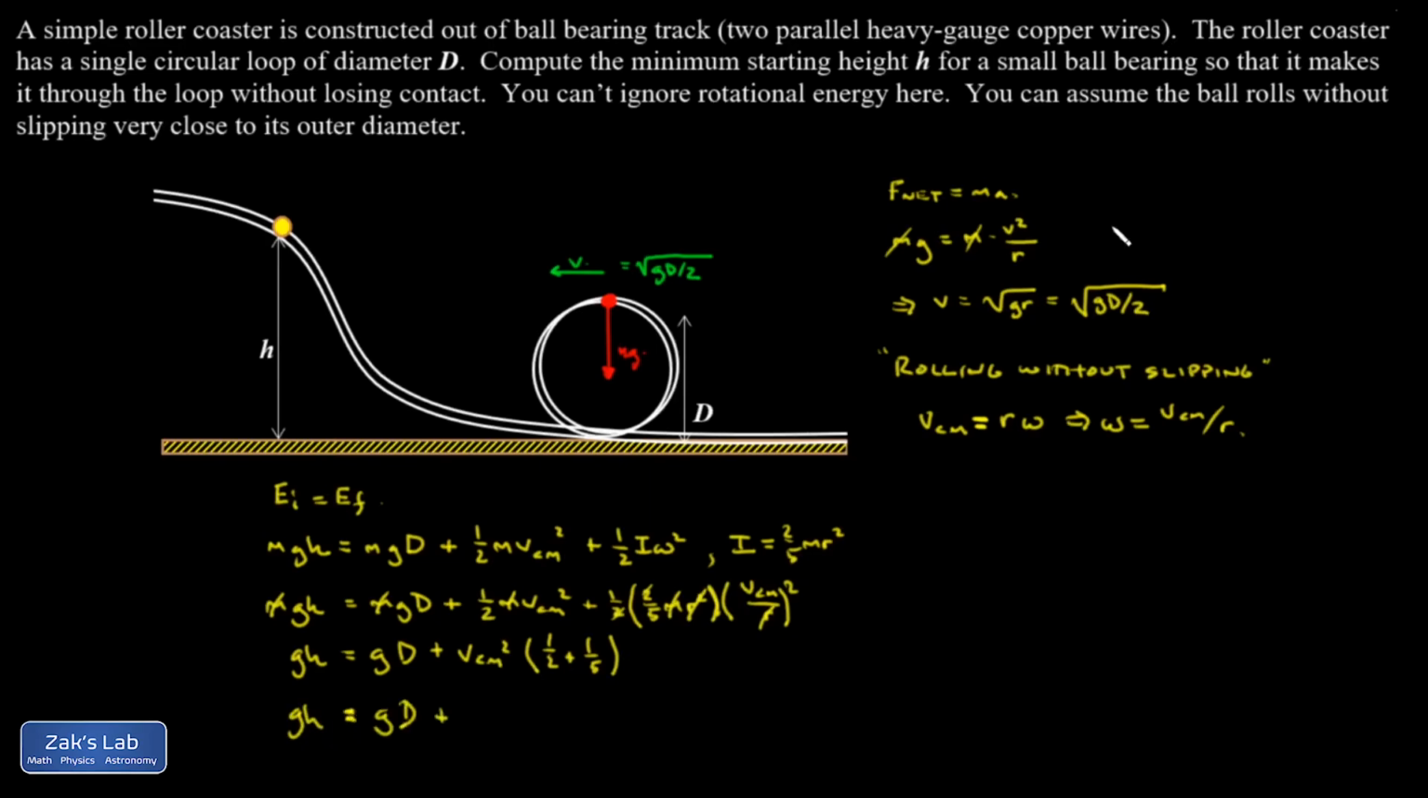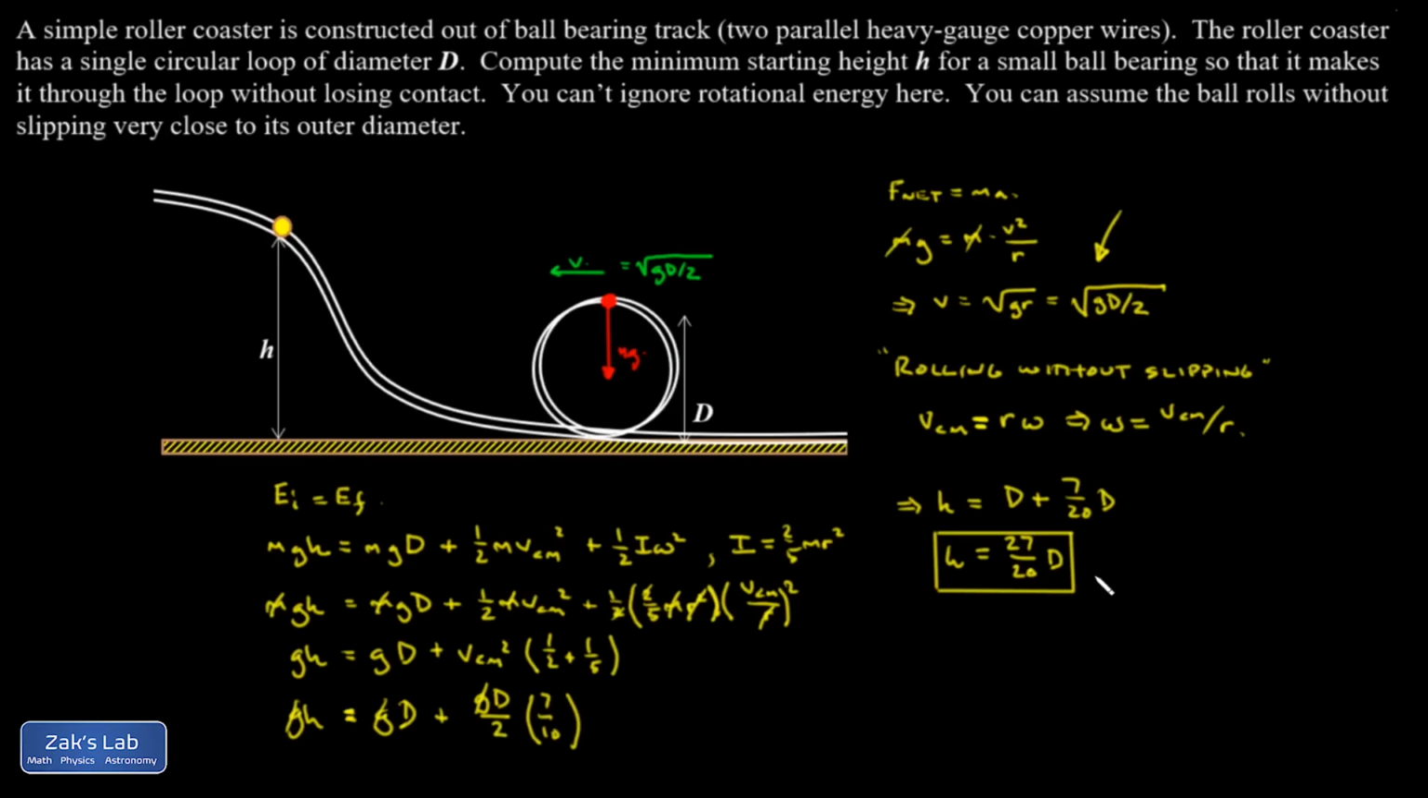In the next line, I'm going to go ahead and plug in what the speed is at the top of the loop, using this fact about the speed if I'm barely making it through the loop. So when I square that, I get gd over 2. And then combining the fractions in these parentheses, that's 5/10 and 2/10. That's 7/10. And now I notice the g's cancel out. So you can run this experiment on Mars and it will still work. And I end up with a height of d plus a 7/20 d. So that's 20/20 plus 7/20. So 27/20 times d.